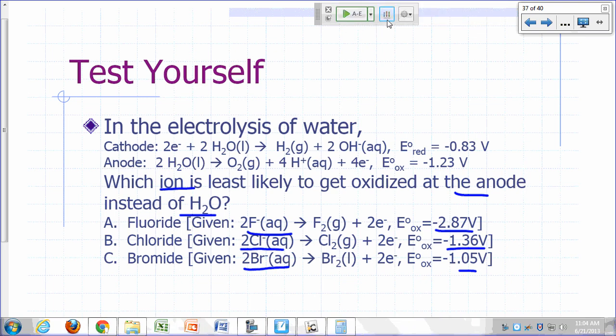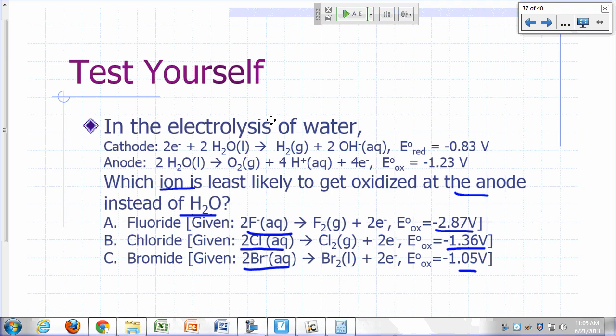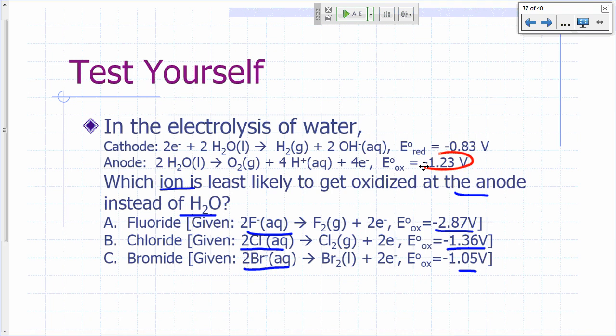So the answer is fluoride. Very good. The more negative the standard potential, the less likely it's going to happen. You're comparing oxidation at the anode, 1.23 versus 2.87. Now, will chloride be oxidized? If you put chloride in water and you try to electrolyze it, will chloride be oxidized instead of water? Fluoride will not, because it's more negative than negative 1.23. But what about chloride, negative 1.36? Is it more likely or less likely than water to get oxidized? Less likely, it would seem.